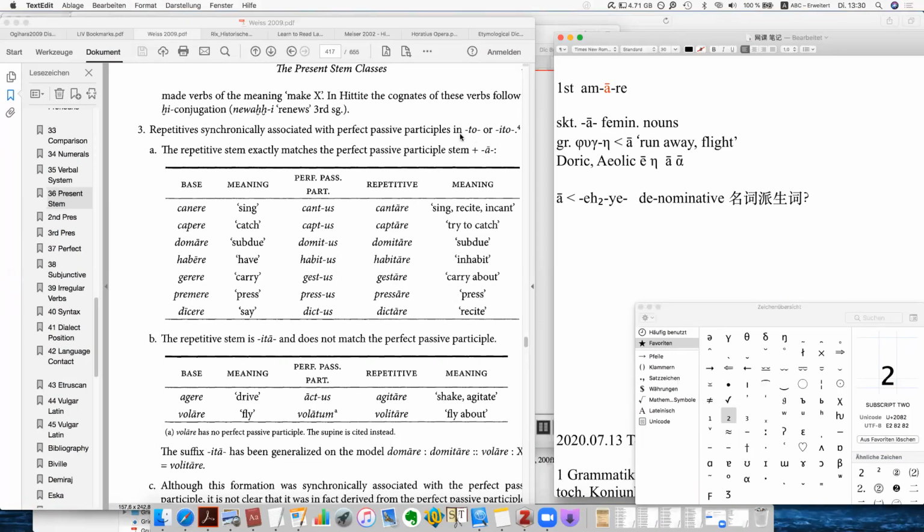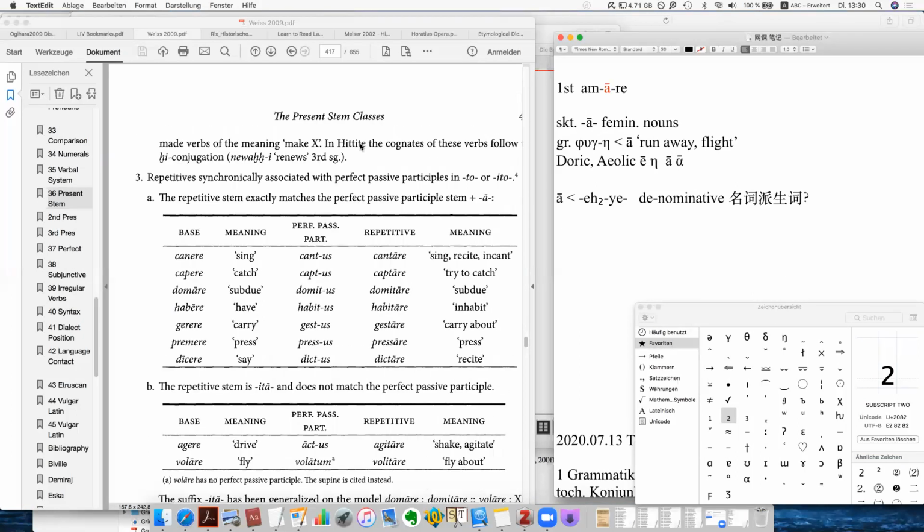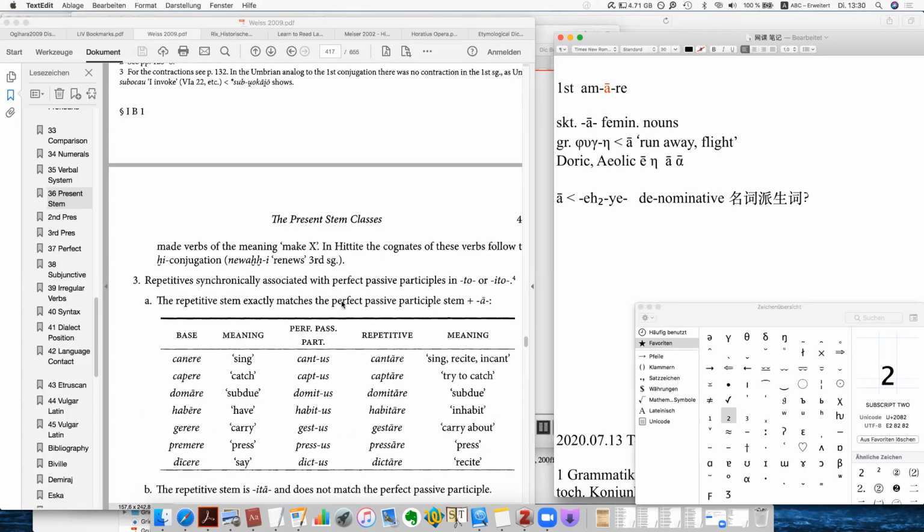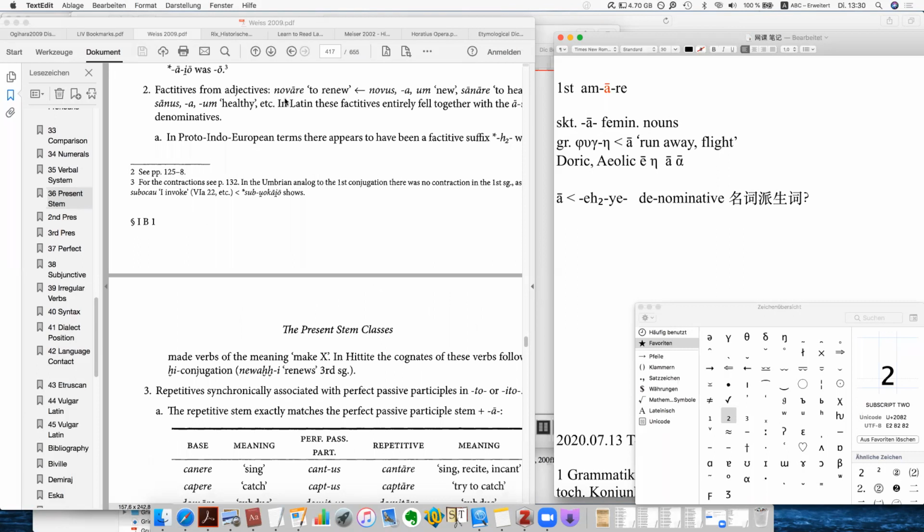Okay, so as you can see, there's also a very productive class here. It comes from the PPP, the perfect passive participle, like a tooth, right? And then from this participle, it's an adjective, and then you can again build this first present. So it's just like novare, like innovation in English. Innovation comes from novare, to renew, to make something new. This comes from the adjective.